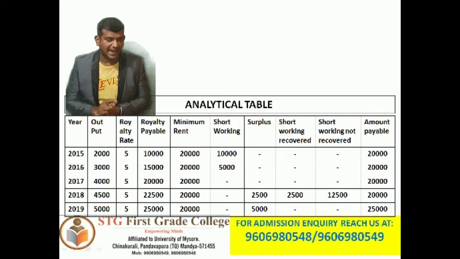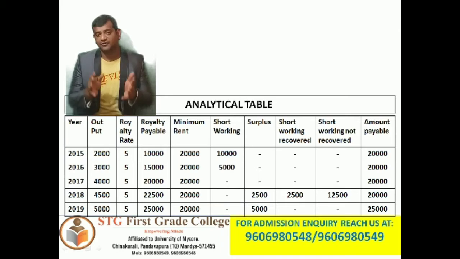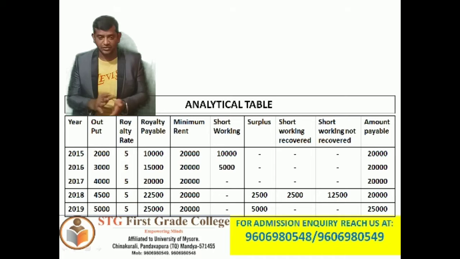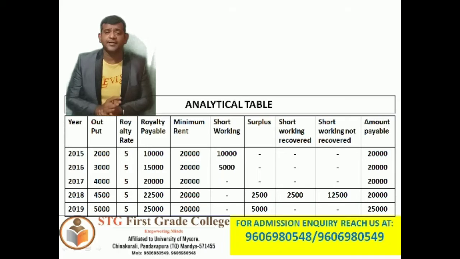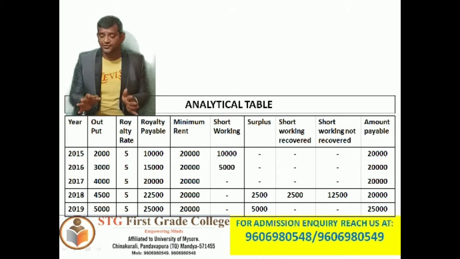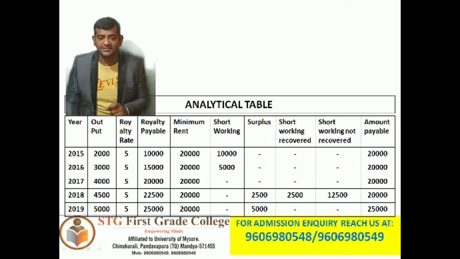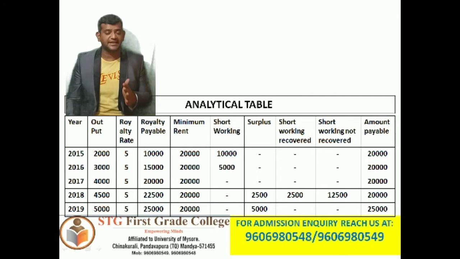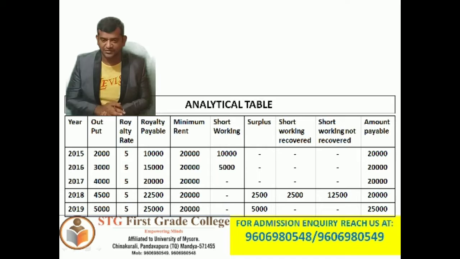So now 2018. 4,500 tons of coal has been produced at the rate of 5 rupees. 4,500 into 5 comes to 22,500 rupees. Minimum rent is 20,000. So there is no short working, but surplus is there, because here royalty payable is greater and minimum rent is lesser. The difference is 2,500. So go to the surplus column and enter 2,500 rupees. So short working recovered is 2,500.